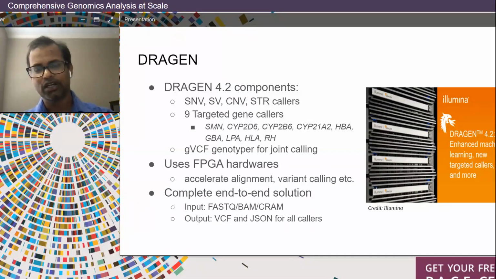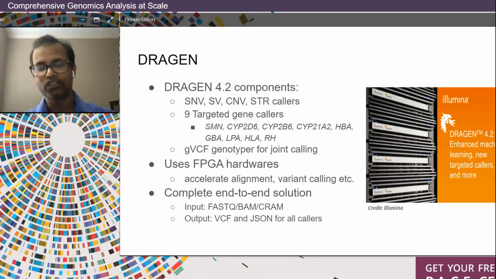That includes many components, for example the SNP, structural variant, copy number, and STR, the short tandem repeat callers. Also, it includes 9 targeted gene callers. These genes are highly complex and difficult-to-map regions. And also for population cohort studies, it includes a GVCF genotyper that performs the joint calling.